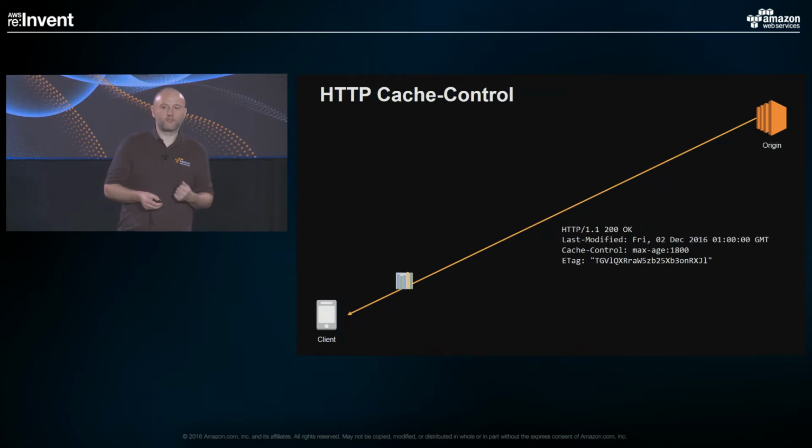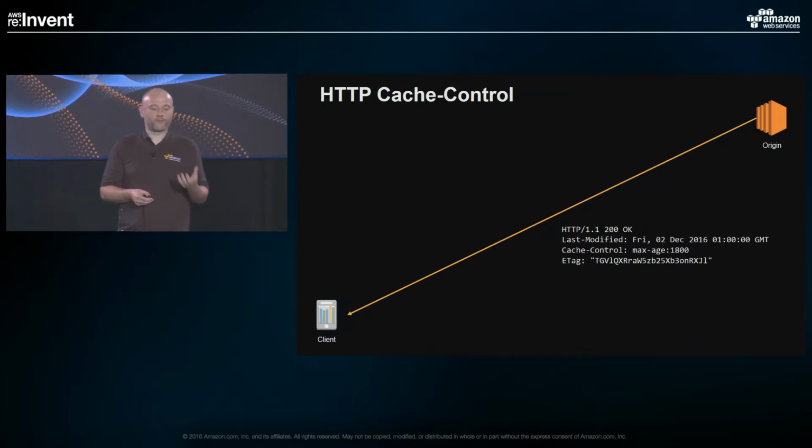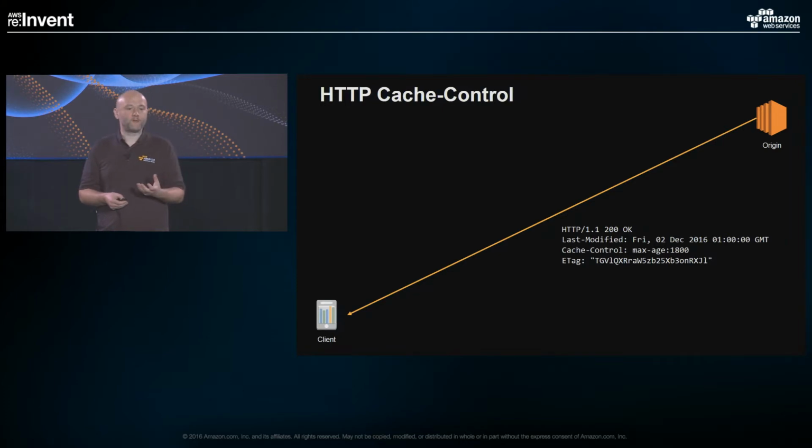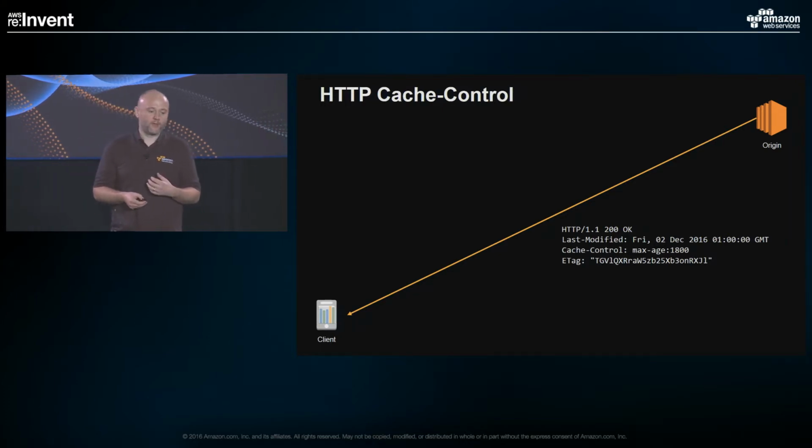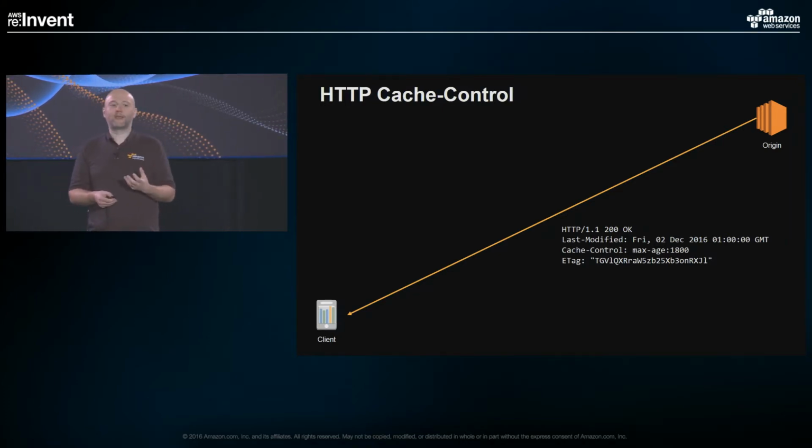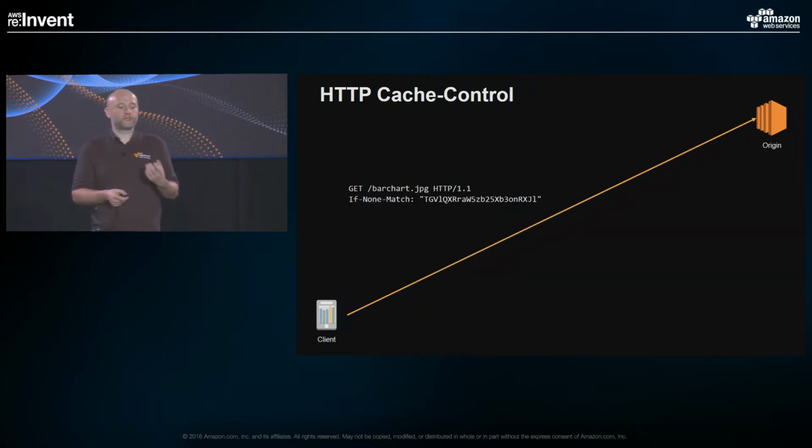So at this point, the origin will send that to the client. And so the client can then use that object for the next 30 minutes. It doesn't need to contact the origin again to use it. But let's say after 30 minutes, it does need to use it again. It will still be in the cache, but it's got to validate, have I got the current version? So this time it will send a GET request, and it will say if-none-match. Basically, we're saying, give me the object, but only if it's a different E tag to the one I've got.